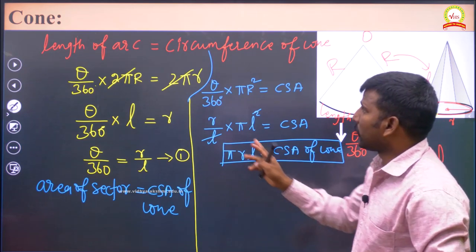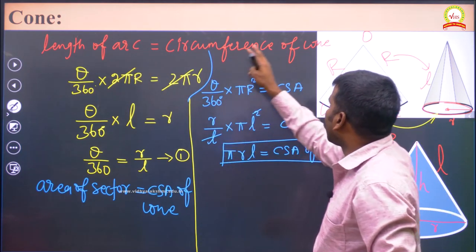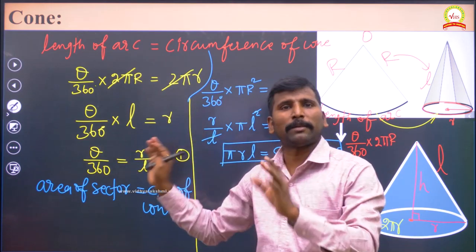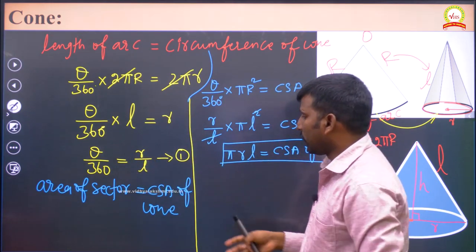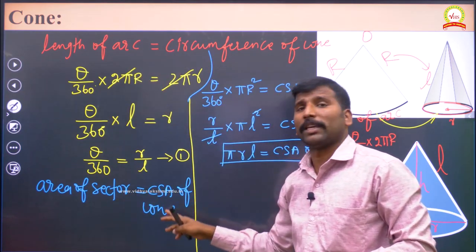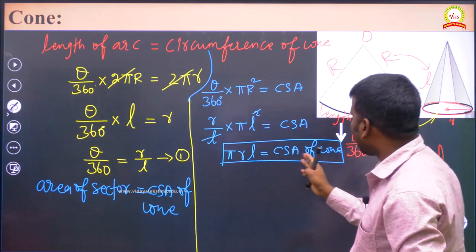The important thing: first, length of arc equal to length of circumference. When we equate them we get answer number 1. Next, when I make the lengths equal and then the areas equal, I am getting the CSA of a cone.